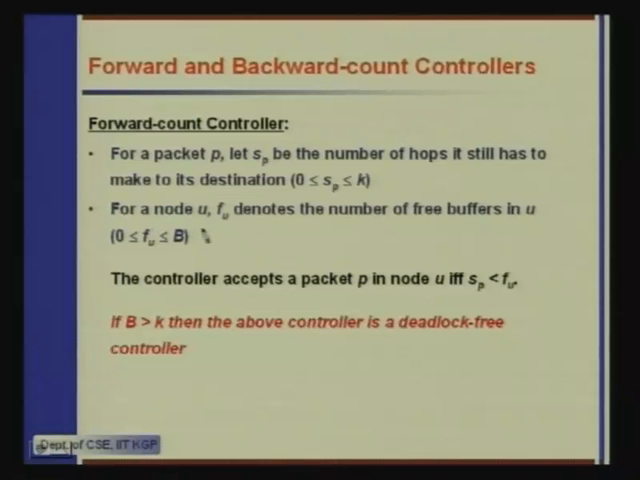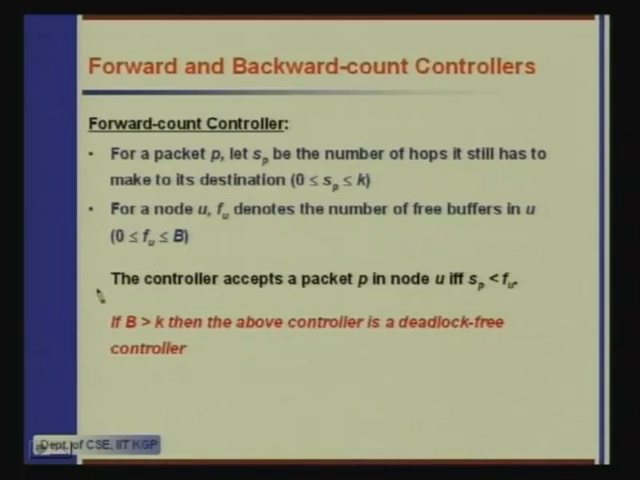For a node U, FU denotes the number of free buffers in U, and given that every node has B buffers, where B is some constant, FU can vary from 0 to B, where FU is the number of free buffers currently in U.